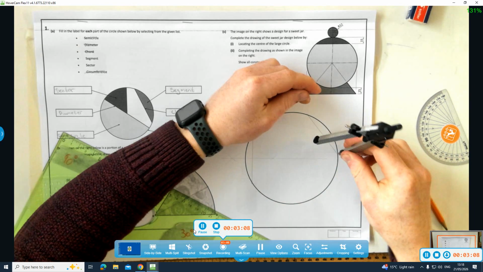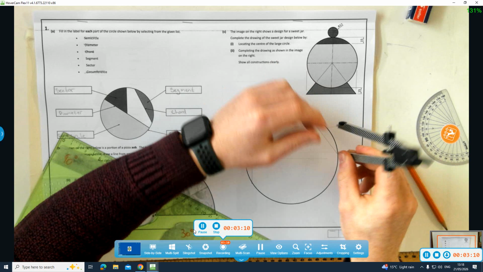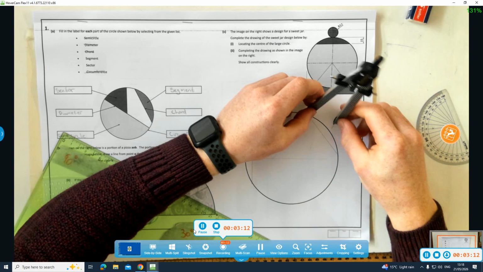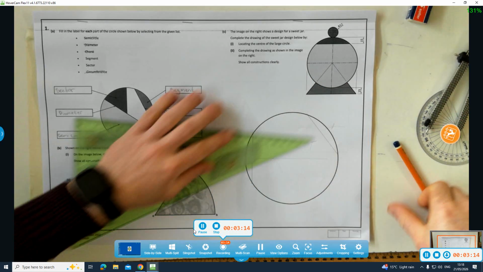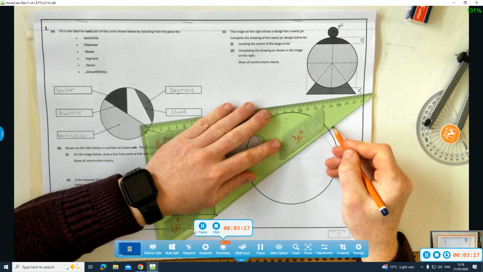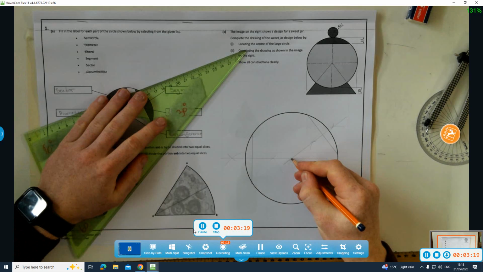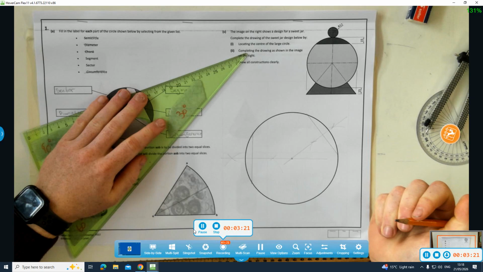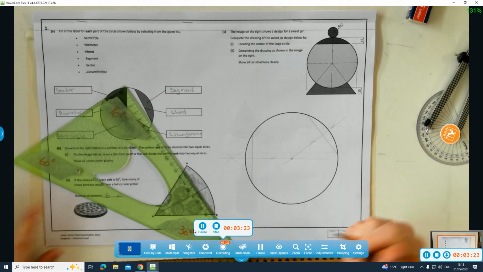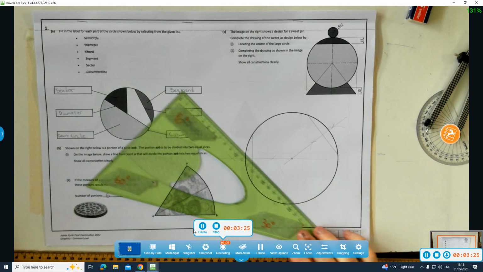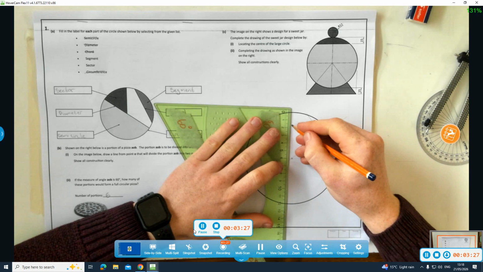Compass more than halfway. Swing a line both sides. Same on the other side. Where those 2 bisecting lines meet, that gives us the center of the circle. Then it's just a matter of finishing in these bits here. So it's down 15.